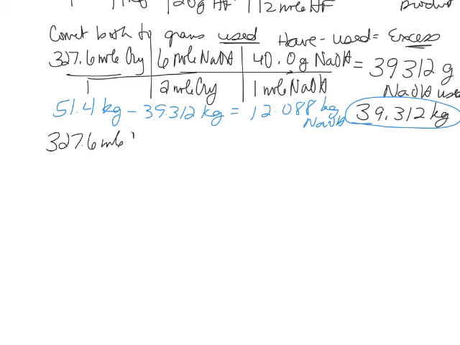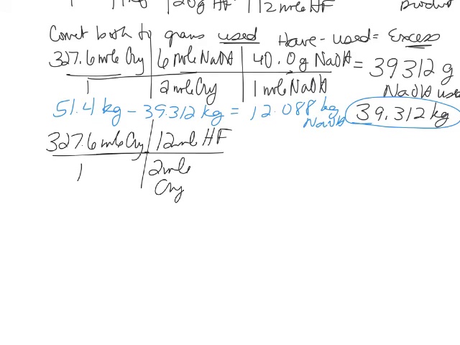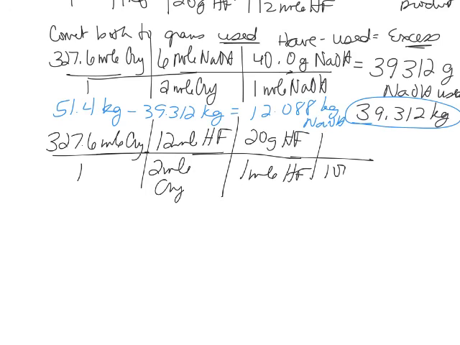So we take 327.6 moles of cryolite, and for 2 moles of the cryolite, we're going with HF, right? We get 12 moles of HF, and for 1 mole of HF we have 20 grams of HF. And then let's just go ahead and convert that, 1,000 grams of HF equals 1 kilogram of HF.